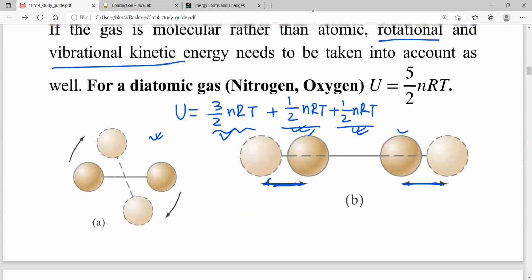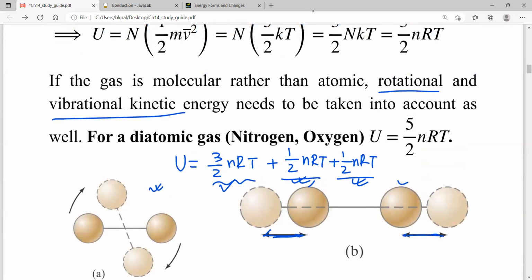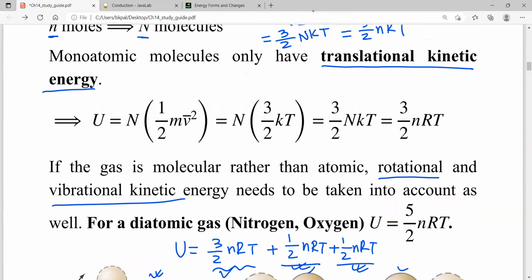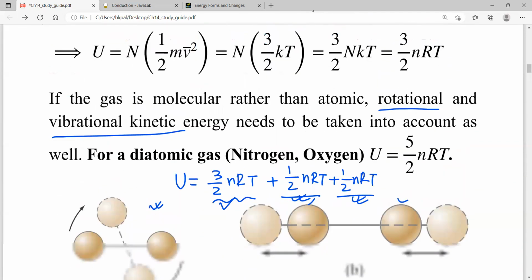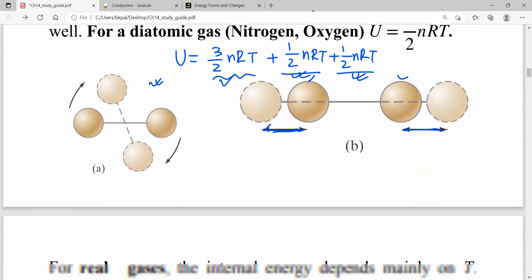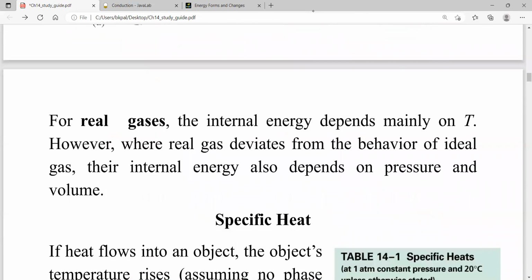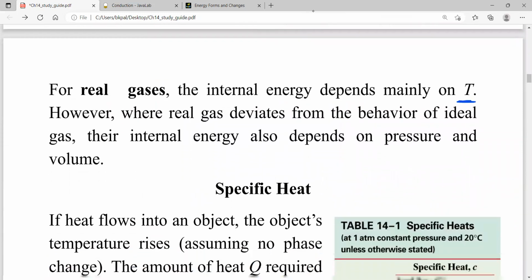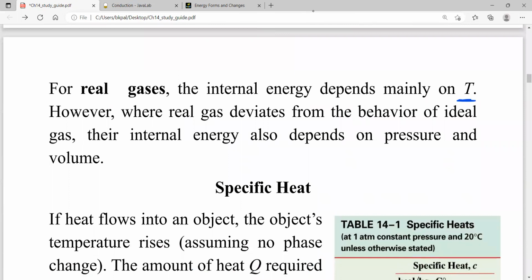So here you see that for monoatomic gas, it is 3/2 nRT. For diatomic gas, it is also similar, but the coefficient is different. The main thing is it depends on T. Now, when we deal with the real gas, it's also true.